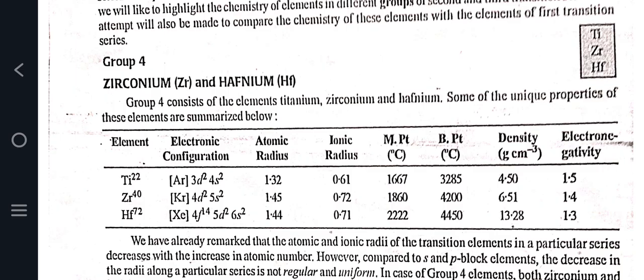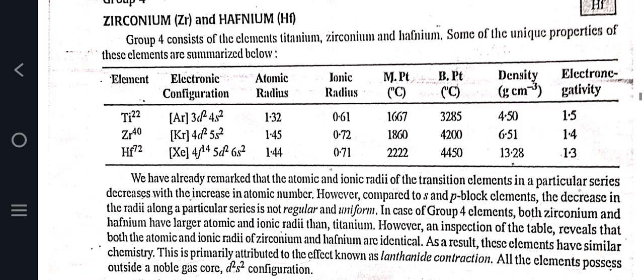Group 4 consists of the elements titanium, zirconium, and hafnium. Some of the unique properties of these elements are summarized below: electronic configuration of the three elements, atomic radii, ionic radii, melting point in degrees Celsius, boiling point in degrees Celsius, density in gram per centimeter cube, electronegativity. We have already remarked that the atomic and ionic radii of the transition elements in a particular series decrease with the increase in atomic number.